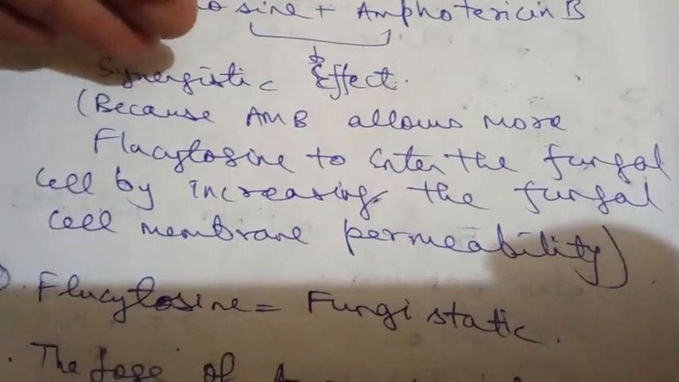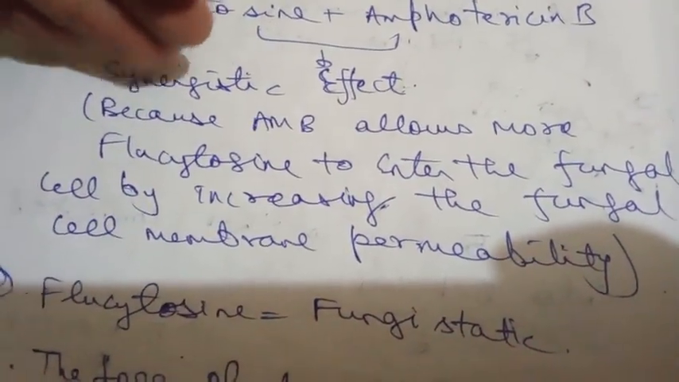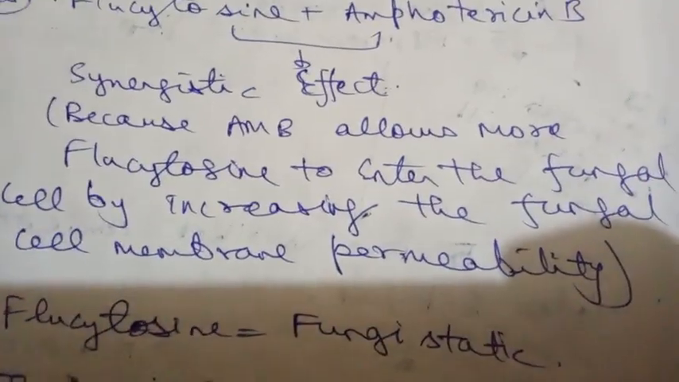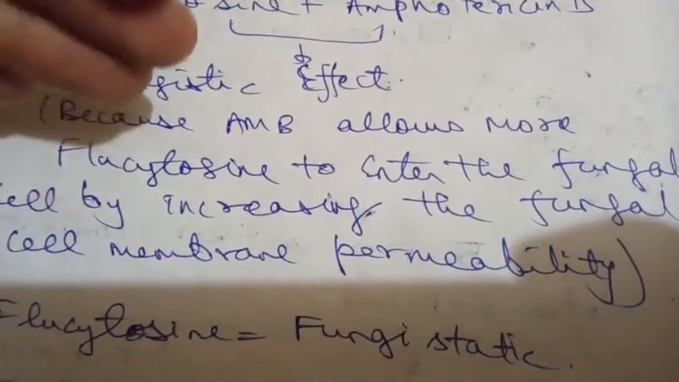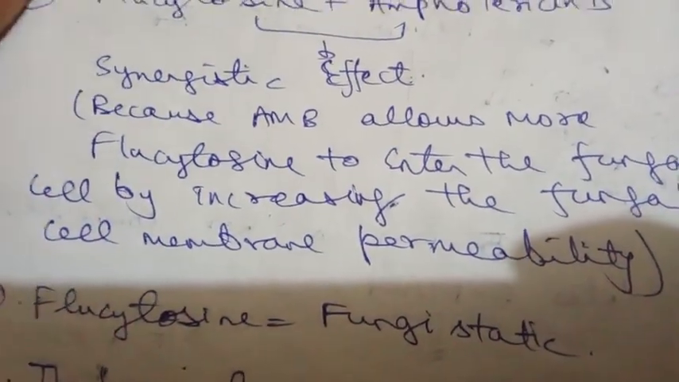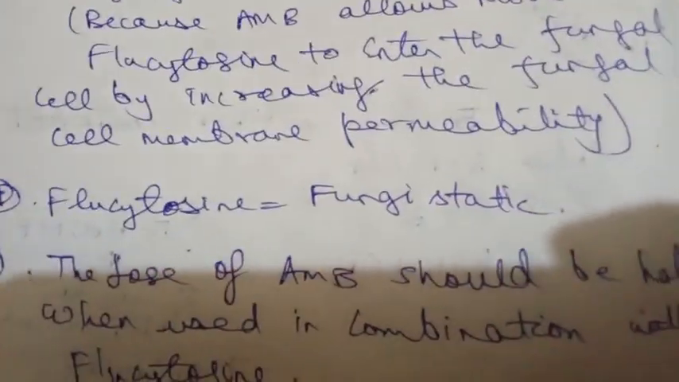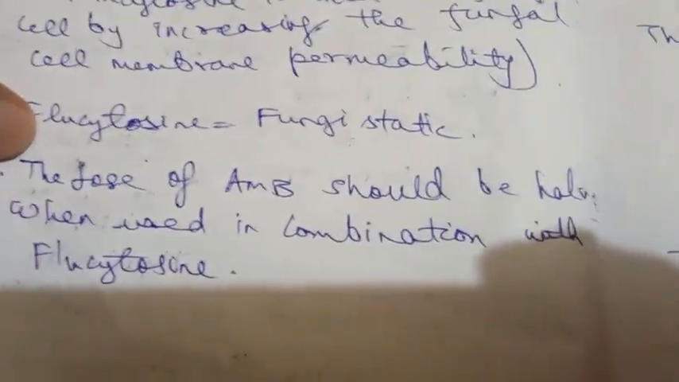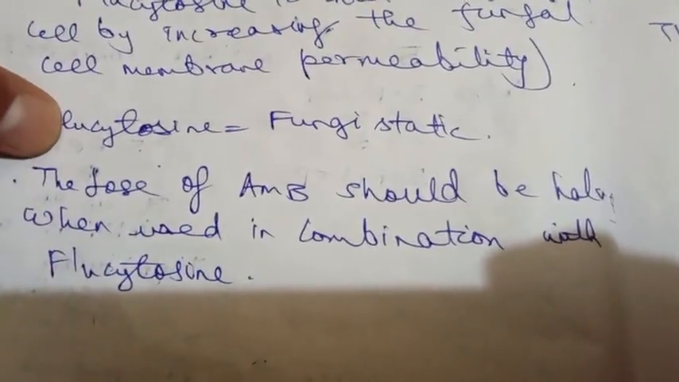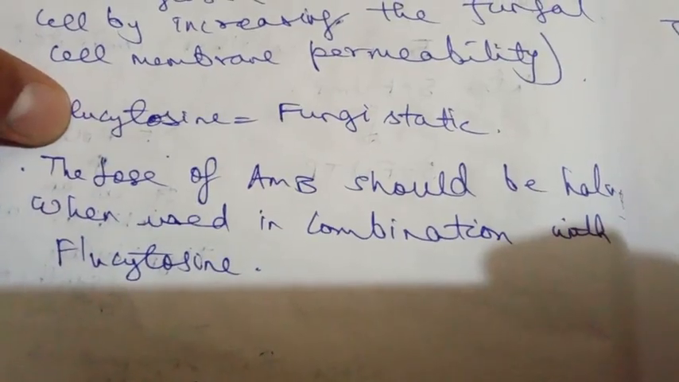As you already know, amphotericin B is responsible for damaging the fungal cell membrane, or increasing its permeability. So more and more flucytosine will be able to enter when amphotericin damages the fungal cell membrane. Flucytosine is fungistatic, as we have discussed. One point you should remember is that the dose of amphotericin B should be halved when used in combination with flucytosine.